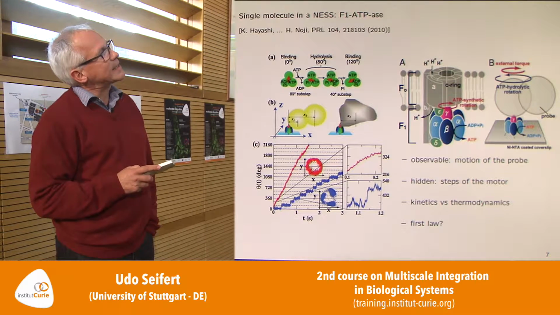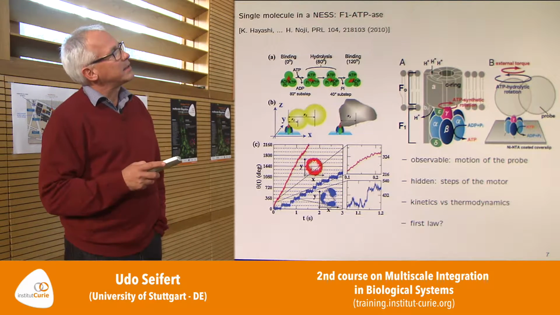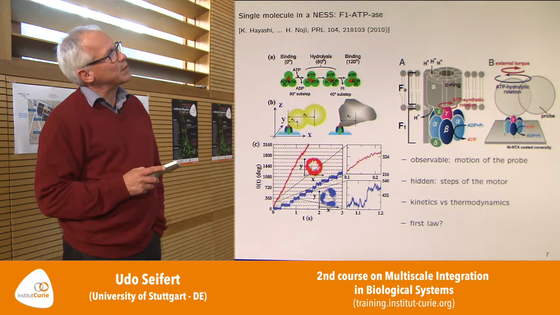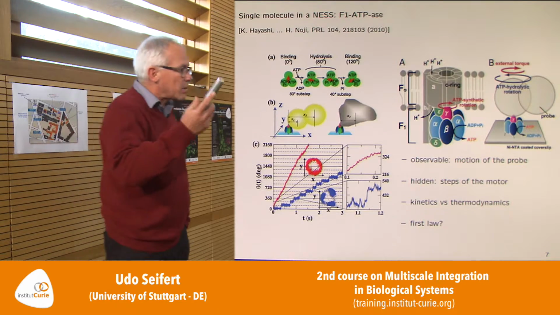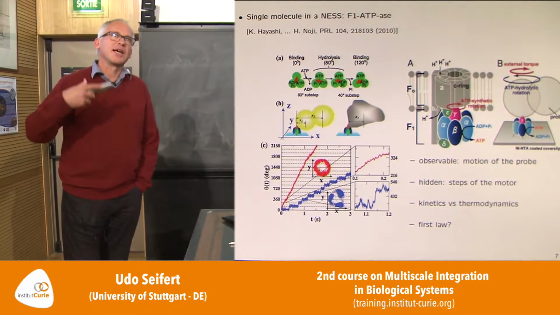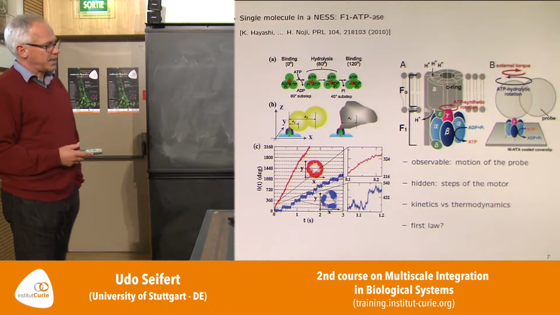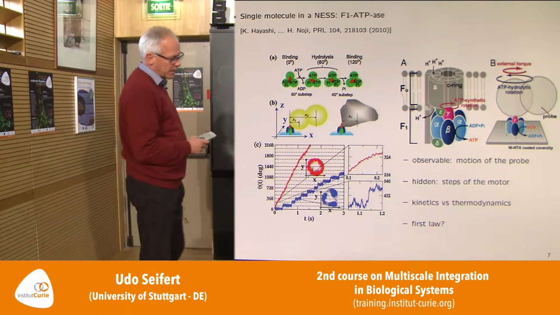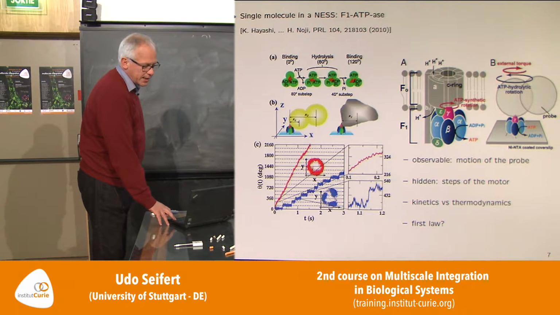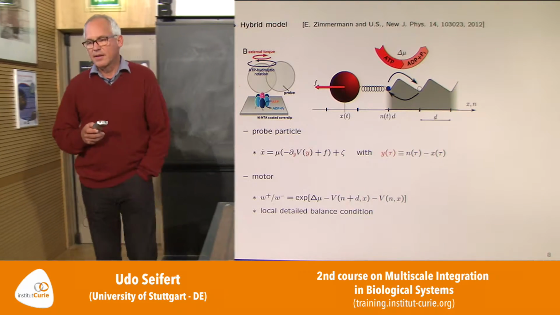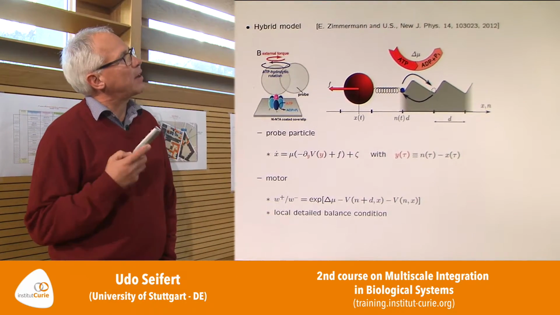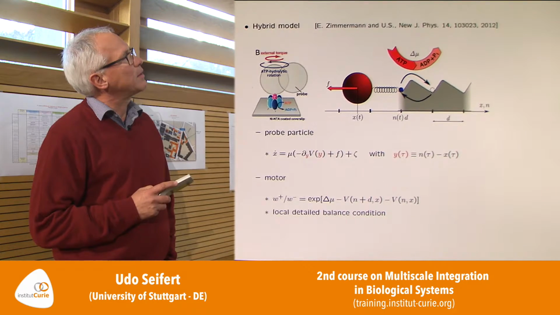When you let it run against an external torque, then, like in Felix's experiments, it can run against an external imposed force, or torque in this case. And then you can ask, how efficient is that as an engine? It uses ATP, it delivers motion against this force, so efficiency as output divided by input is well defined. Now, before I show you experimental data, let me show you the arguably simplest model for describing this. And again, I insist you have to keep track of at least 2 degrees of freedom. One is the probe particle, one is the motor.